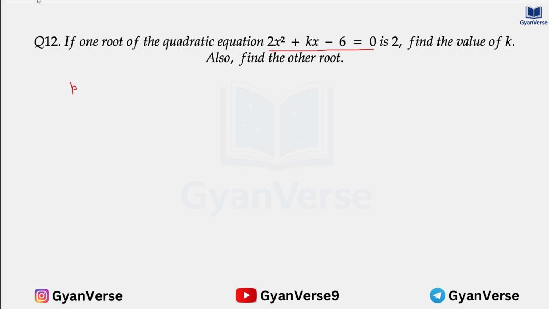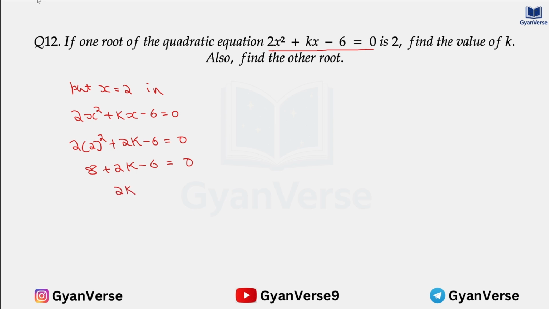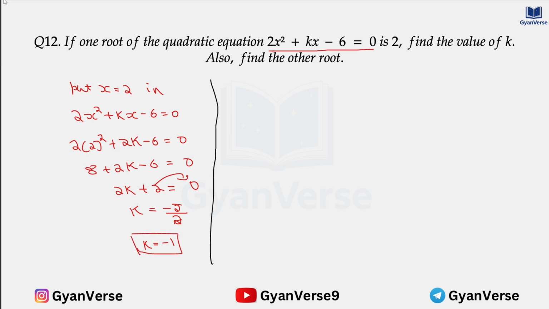What I am going to do here is put x equals 2 in 2x square plus kx minus 6 equals 0. So in place of x, I will put 2, it will become 8 plus 2k minus 6 equals 0. Solving 8 and minus 6, I will get plus 2 plus 2k equals 0. So 2 will go to the other side and become minus 2, and this 2 will come down here. So the value of k will be minus 1. So the value of k is minus 1, but I also have to find the other root.